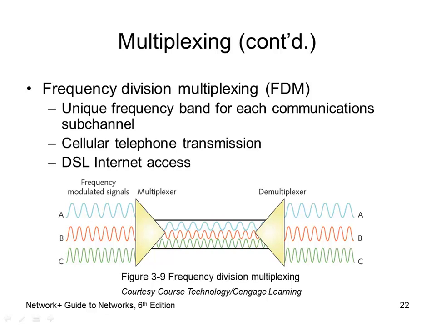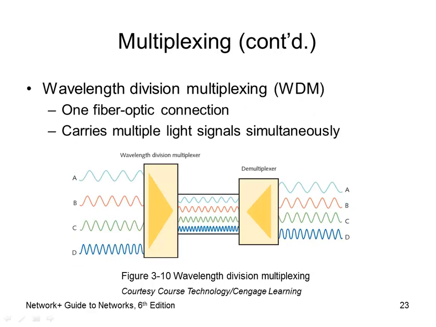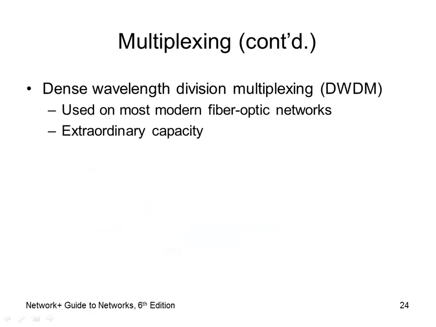Frequency division multiplexing is another type, and this is where we use a unique frequency band for each subchannel. Your cell phones use these. That's how we're able to send all the data out on the cell phone network. Everybody's on a separate channel. Wavelength division is one that's used in fiber optics. And then dense wavelength division multiplexing is used on modern fiber optic networks, and it gives extraordinary capacity.